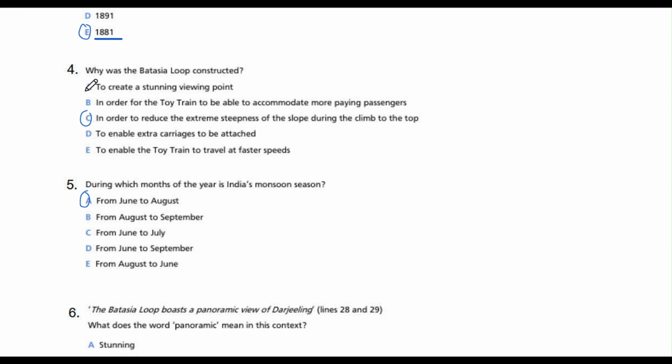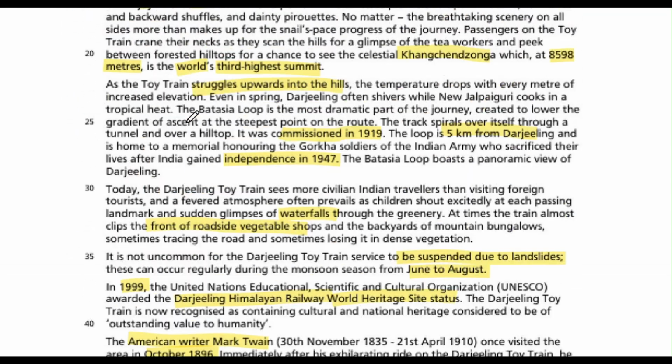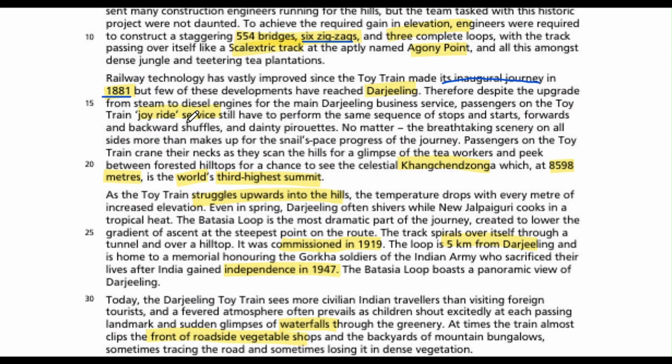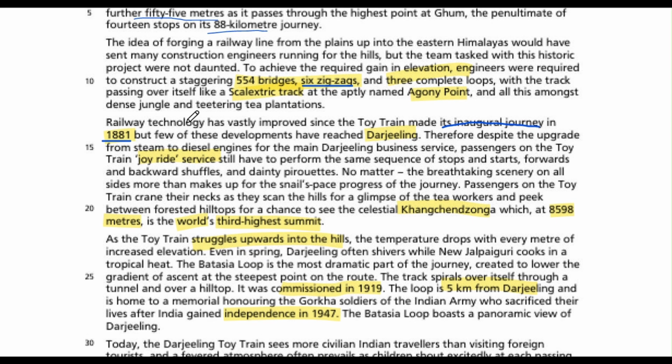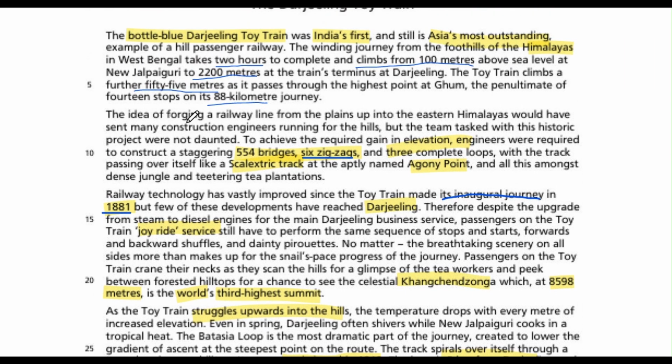The possible answers are A, to create a viewing point, B, to carry more people, C, to make the slope less steep, D, to add extra carriages, E, to make the train go faster. The correct answer is C, to make the slope less steep. The loop does have a nice view, but the main reason was to lower the gradient of ascent, which means to make the climb less steep.